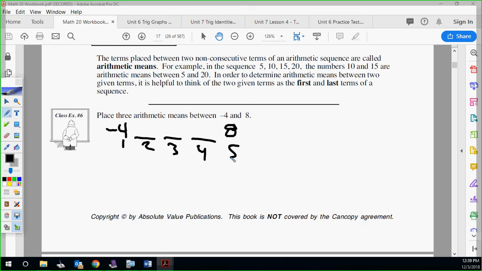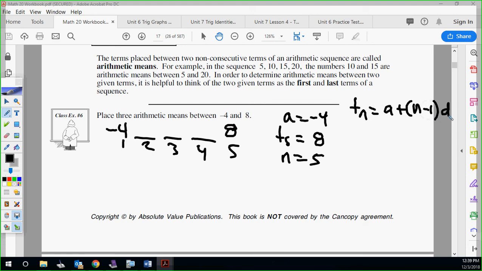So what we're going to pretend is, we're going to say a is -4. We're going to say that t of 5 equals 8. Therefore, we're going to say n is 5. Why am I doing that? Because again, what are we missing? We're missing what the common difference is. So we're trying to solve for d. So when you look at everything we've been talking about, we know the general formula is this.